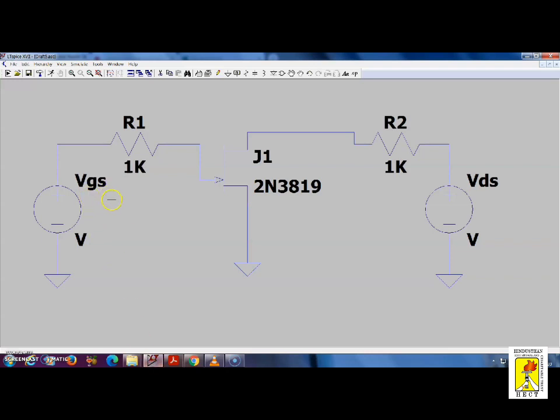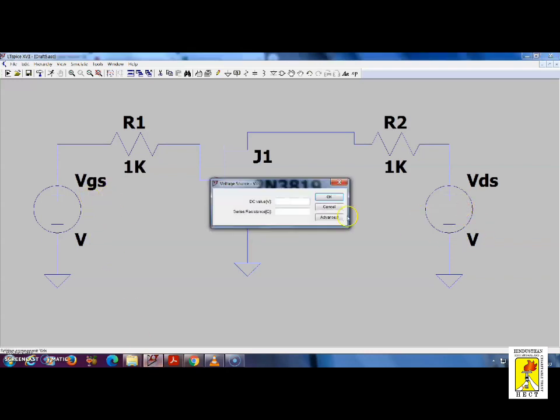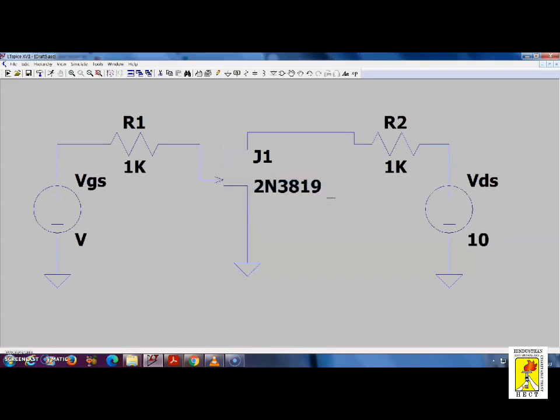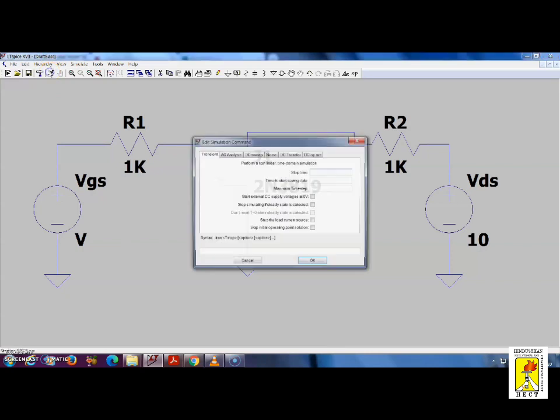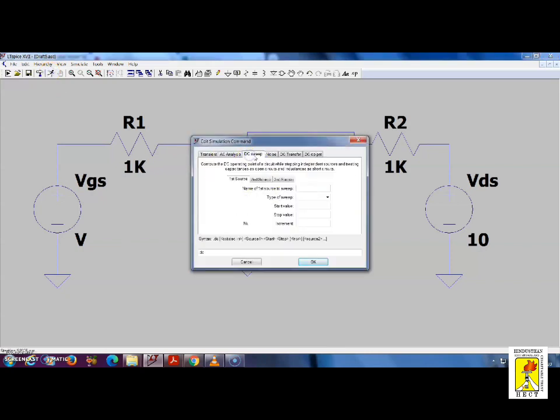Yes. Now VDS we are going to fix as a fixed value. So I am fixing this as 10 volts and we have to give the sweep to VGS because we are going to vary the VGS, right? So type VGS, give a linear sweep, start value 0, stop value minus 5, in increments of 1. Okay.